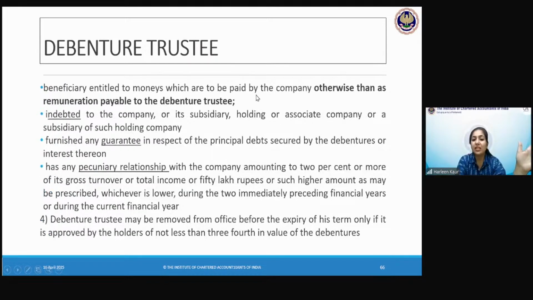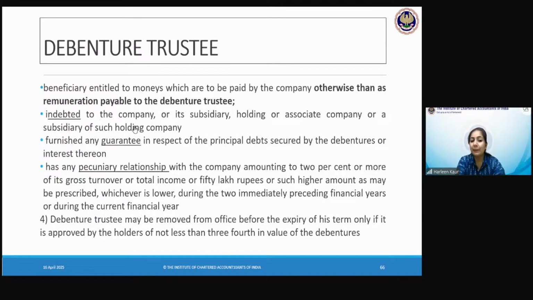Beneficiary entitled to monies which are to be paid by the company otherwise than the remuneration payable to the debenture trustee. So the company should not be paying you any remuneration other than the remuneration, means salary, that they have to pay. Okay. The salary, obviously, will be given to the debenture trustee, but other than that, the company should not be paying any other money to these debenture trustees.